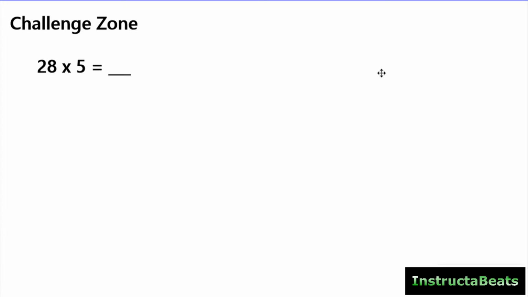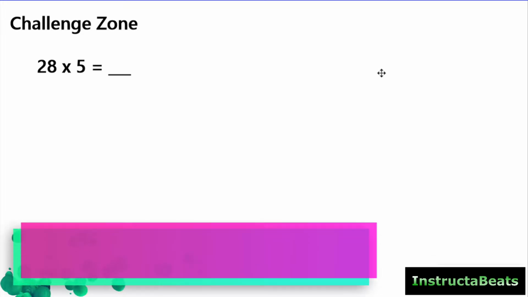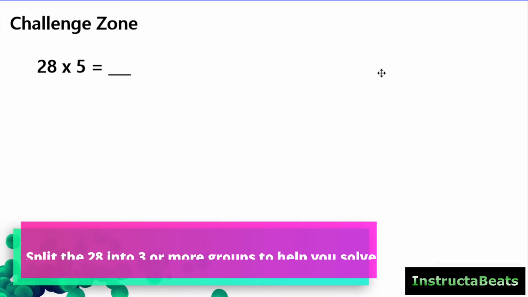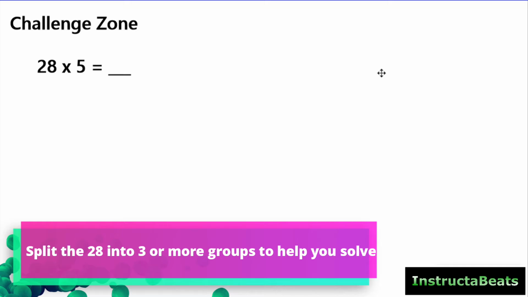So we have 28 times 5, or 28 groups of 5. And the challenge is to use your distributive property to solve this question, but break it apart into 3 different groups, right? So typically we might do 20 groups of 5 plus 8 groups of 5. But your job is to split it into 3 or more groups using your distributive property.